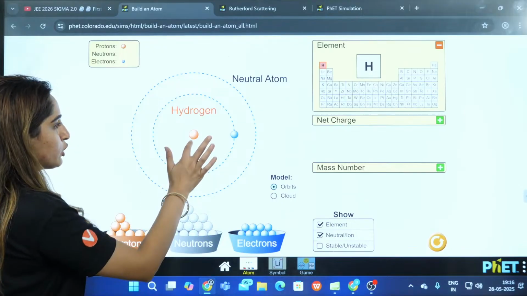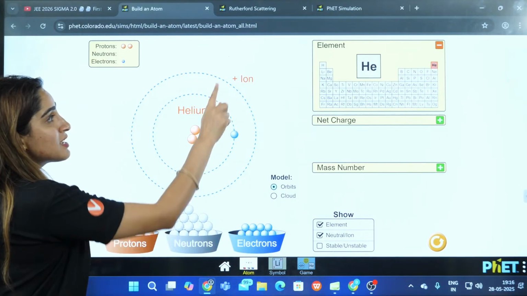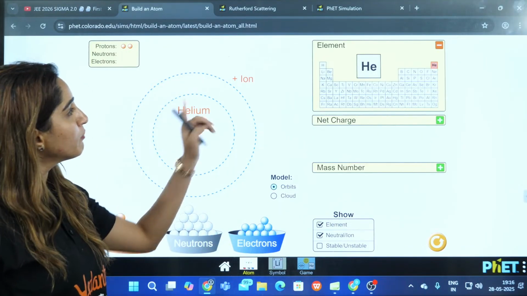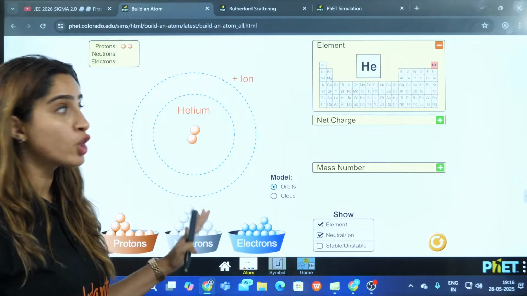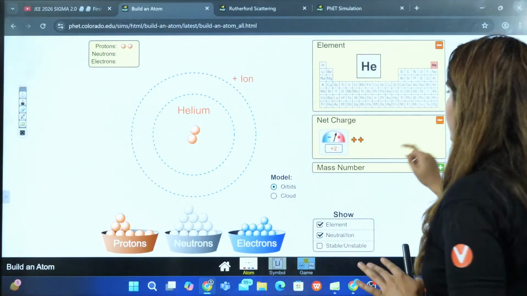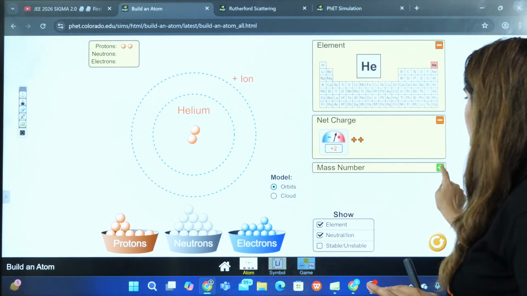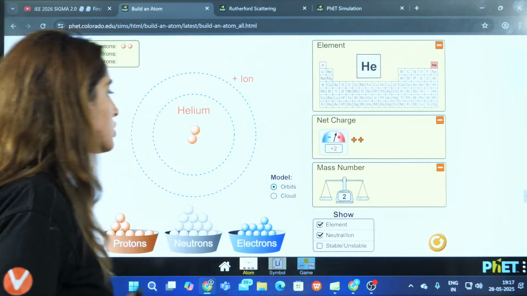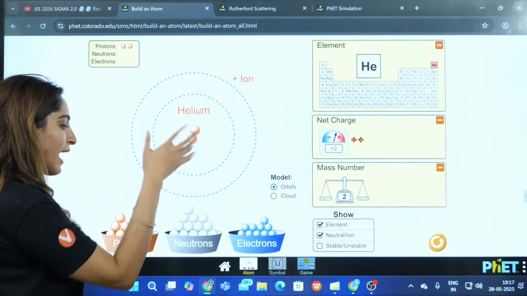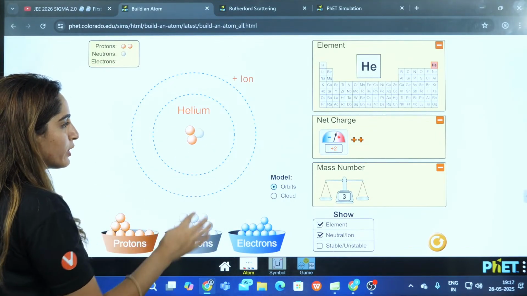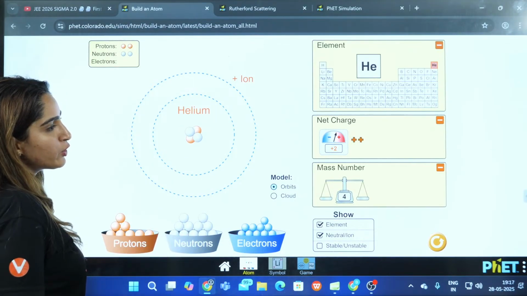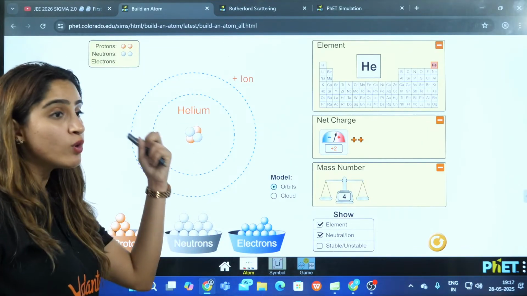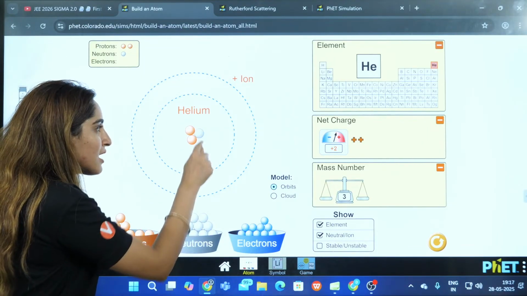Let's say I'm adding 2 protons, right? This is helium positive ion. If I pick out 1 electron also from here, this is helium 2 positive ion. The charge is 2. Net charge is 2. As you can see, net charge is 2. Mass number you can see, it is 2. Hydrogen, helium, right? So now if I add neutrons also into it, I have added neutron. Mass number now has increased. You got it? In helium atom, the mass number is 4.